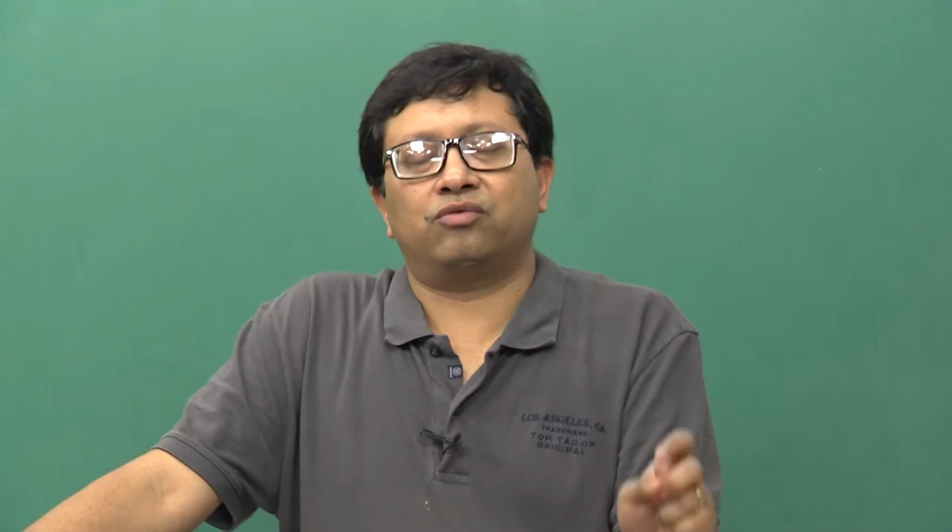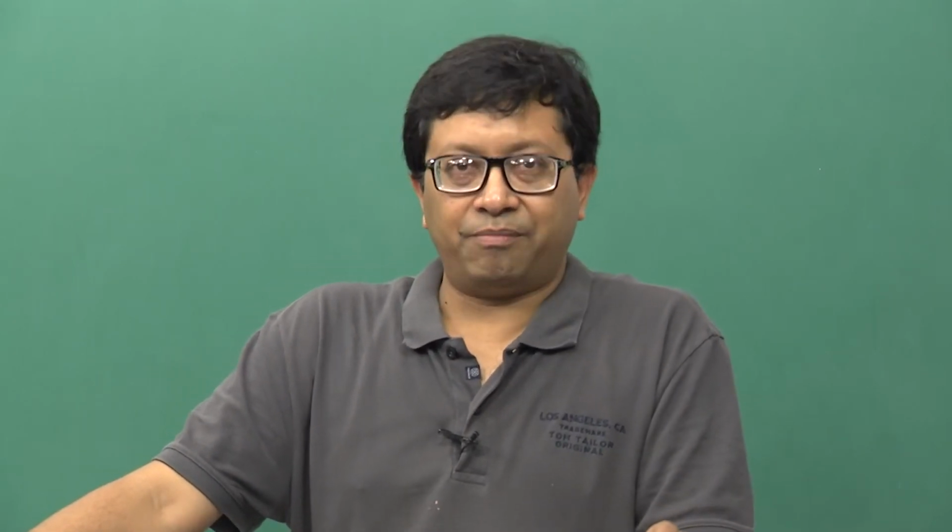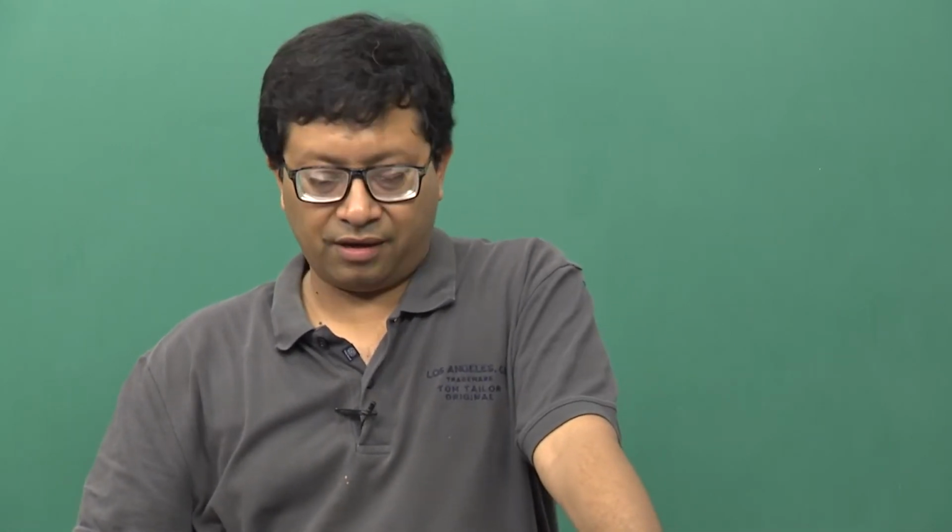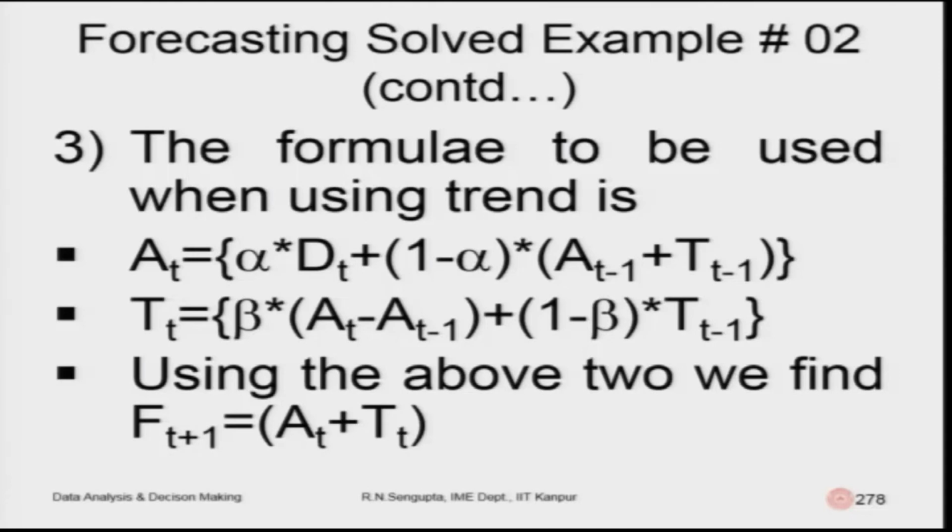So, it will be alpha into the demand for time period t, since we are finding A for time period t only, and 1 minus alpha, because it is a convex combination and I want the sum of the weights to be 1. So, 1 minus alpha into (A_{t-1} plus T_{t-1}). That means we are trying to find the weights such that we are able to calculate them in the best possible manner.